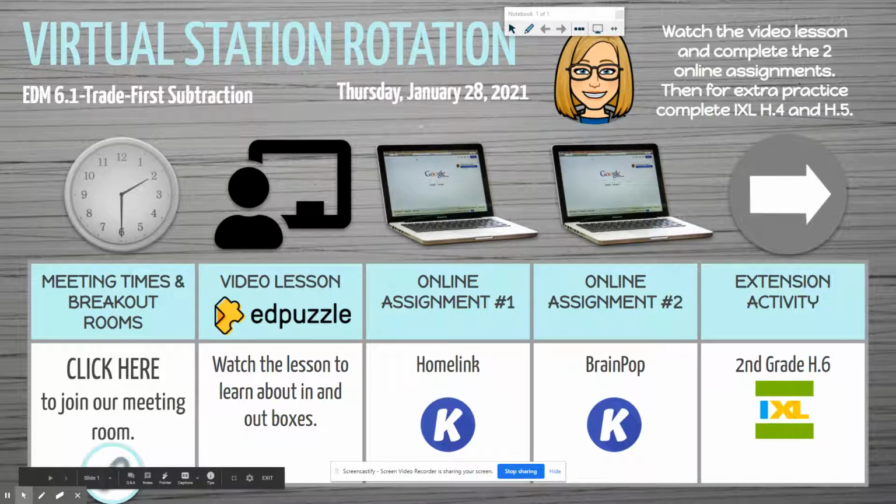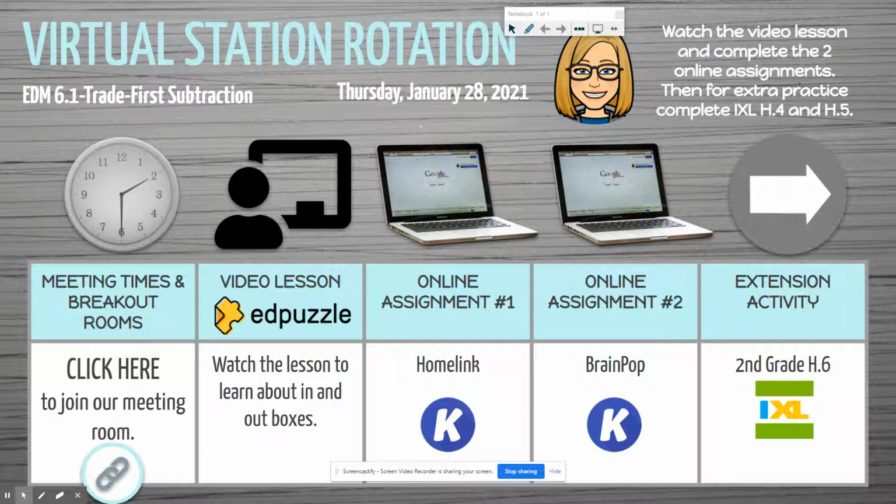Hey guys, so for today we're going to continue working on our trade for subtraction. Remember, we worked yesterday on solving problems that involved two-digit numbers, and today we're going to add three-digit numbers, so subtracting to the hundreds.